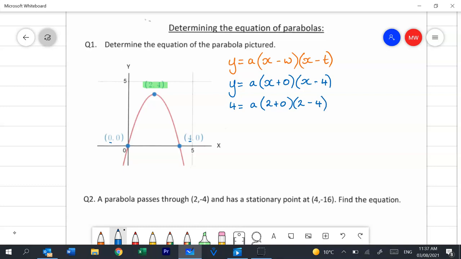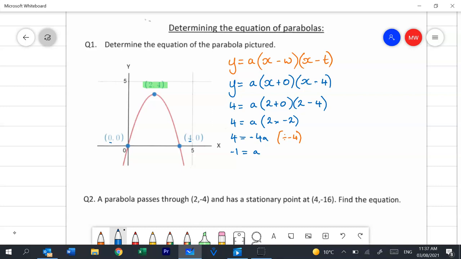And we'll start to solve this. We've got 4, and then what I've got is a, and I've got 2 multiplied by negative 2. That's where I'm getting that from. Which means that 4 equals negative 4a, using the balance method. If I divide by negative 4 on both sides, I will find that a is minus 1.